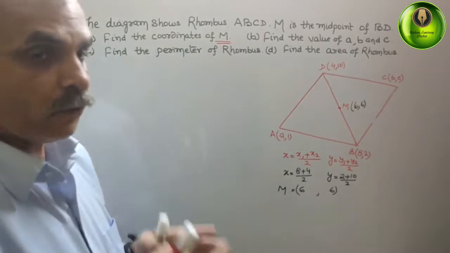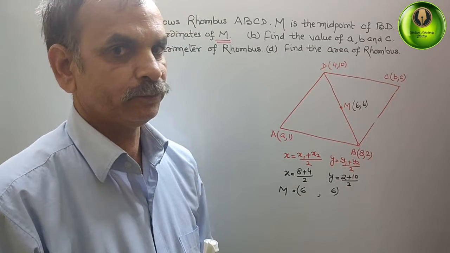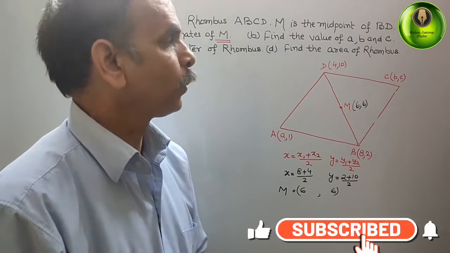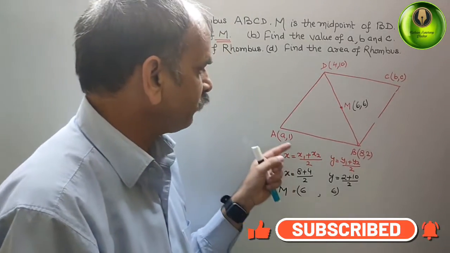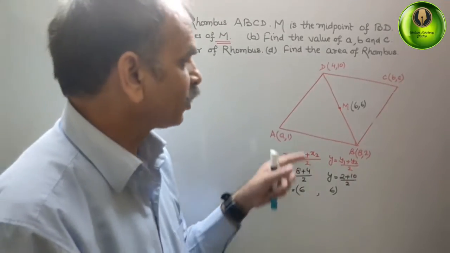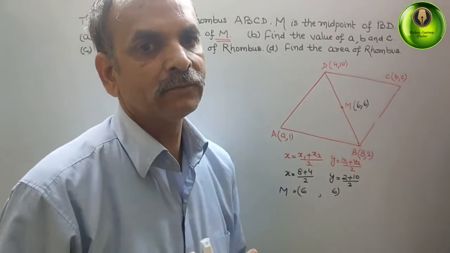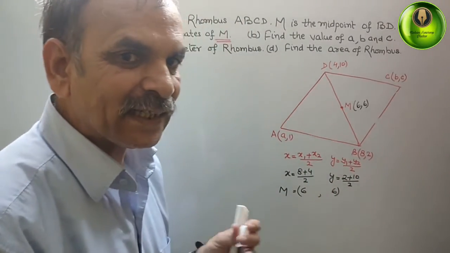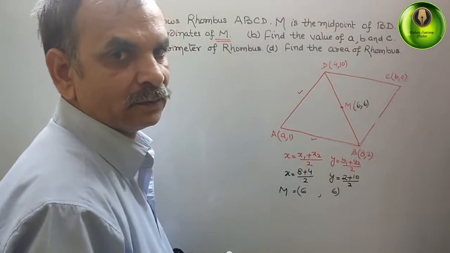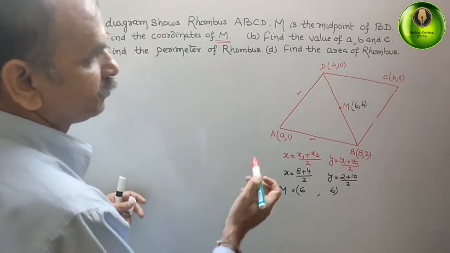Next, what we have to do? Find the values of a, b and c. How will we find it out? First we will find the value of a. We know that a rhombus has all sides equal. So we will take the distance formula for these sides.